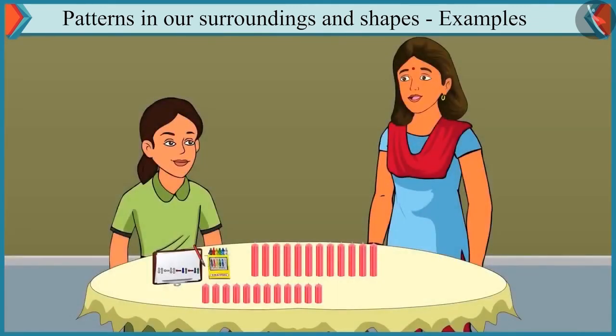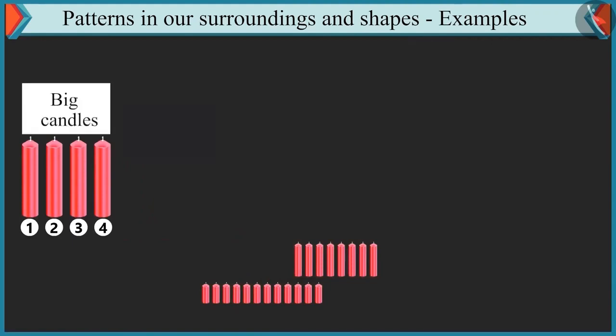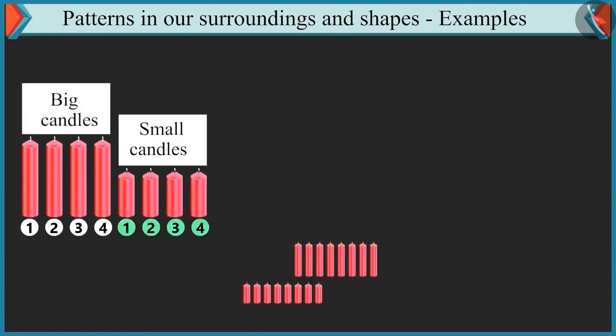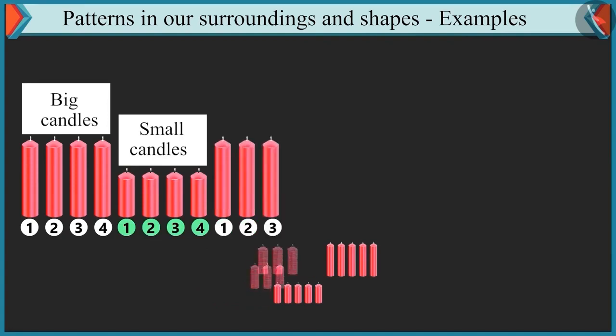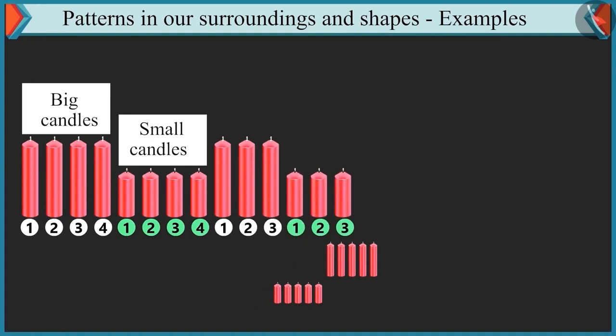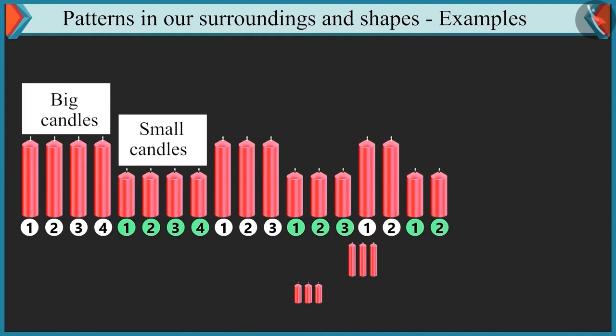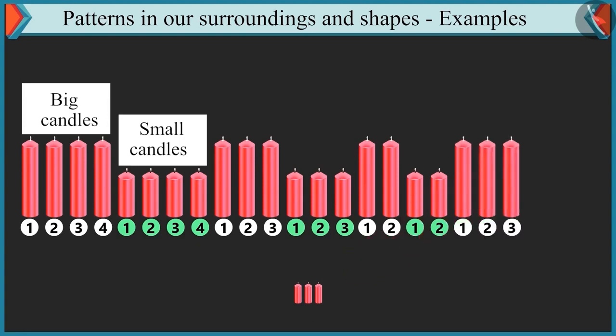Come on, now let's look at the next pattern. See, now I will make a pattern with these candles. You have to complete it. Okay. Four big candles, four small candles near them. Then again three big candles and three small candles. Yes. Then again we will place two big candles and after that two small candles. Yes, you are absolutely right. Now proceed with this pattern and complete it. It is easy. We have to place three big candles and three small candles after two candles.